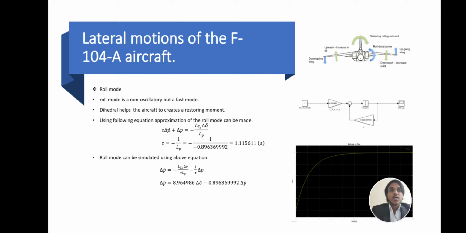The Simulink model for the roll mode is shown in the middle figure and the response in the last. From the above graph, it can be observed that the response of the F-104A to a step input from the aileron agrees with the roll mode approximation. When the aircraft is disturbed by an aileron input, the aircraft starts to roll whilst increasing the roll rate until it settles at 10 radians per second.